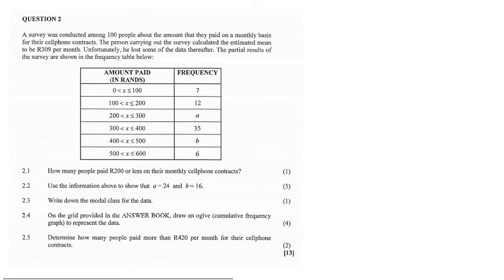I'm not going to read through all of this. The first question says, how many people pay 200 Rand or less? Well, there are 7 people who spend between 0 and 100, and there are 12 people who spend between 100 and 200. So the total number of people who spend less than 200 would be 7 plus 12, which would be 19 people.